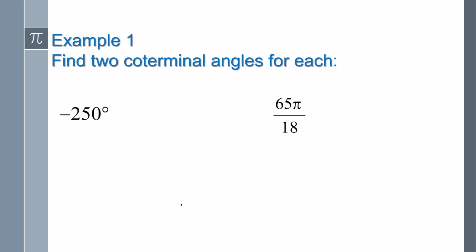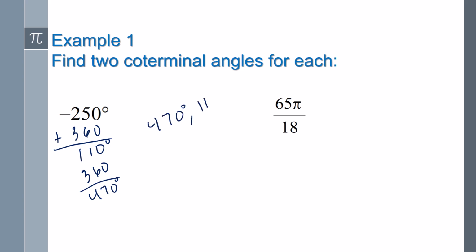So let's find two coterminal angles for each. So I can add 360. So that's going to give me, what was that, 110 degrees? There's one, and then I can add 360 again. That's going to, so 470 and 110 degrees. Those are two coterminal angles because they start and end at the same spot.